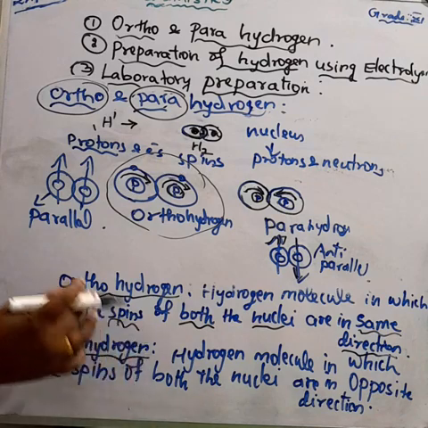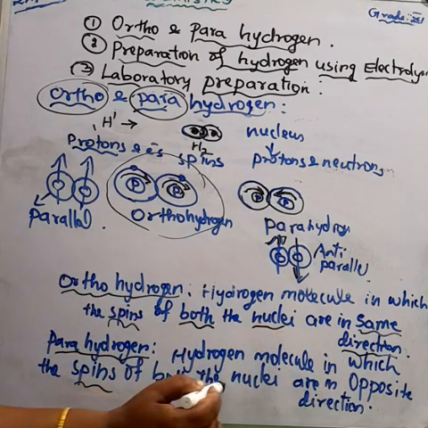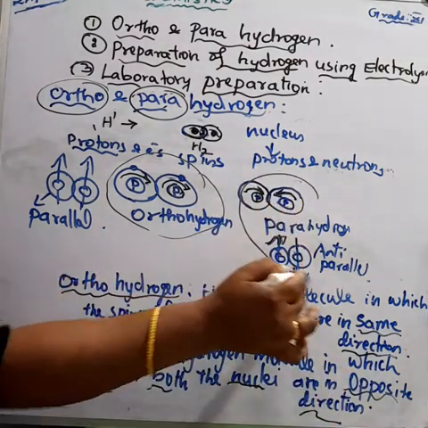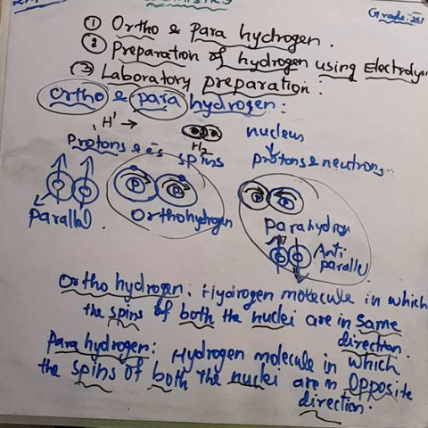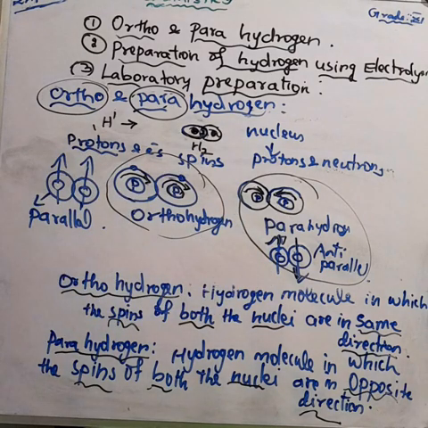Parahydrogen means a hydrogen molecule in which the spins of both the nuclei are in the opposite direction. Understood? Can you differentiate ortho and parahydrogen? These are the two isomeric forms of hydrogen.